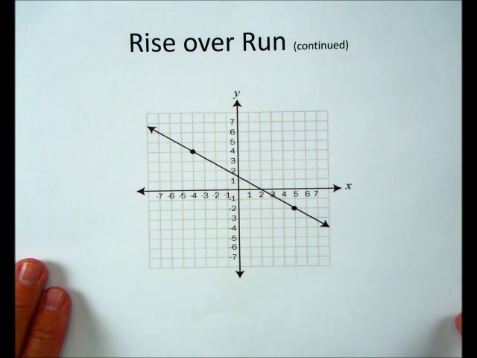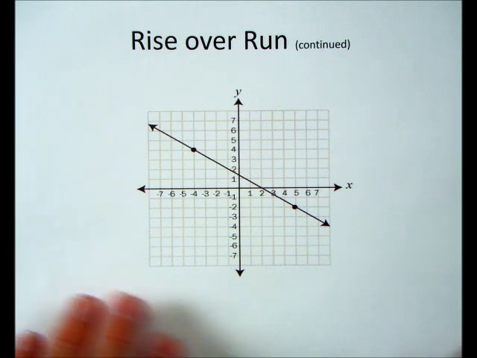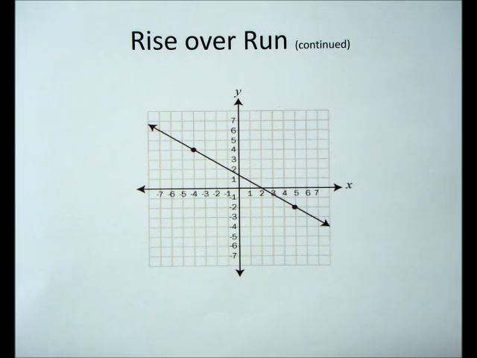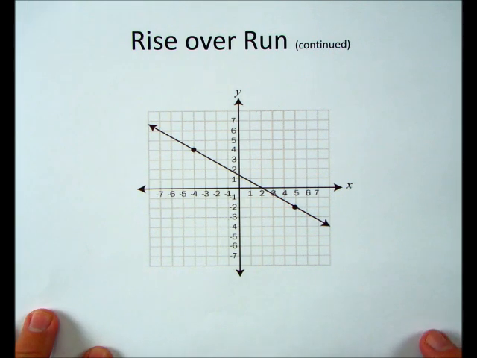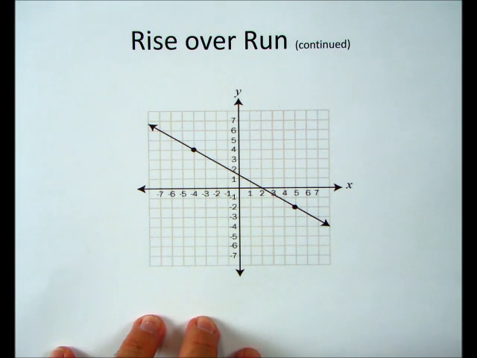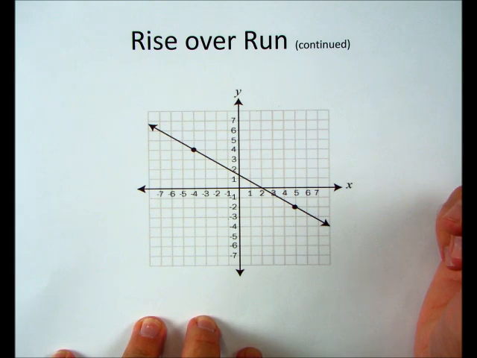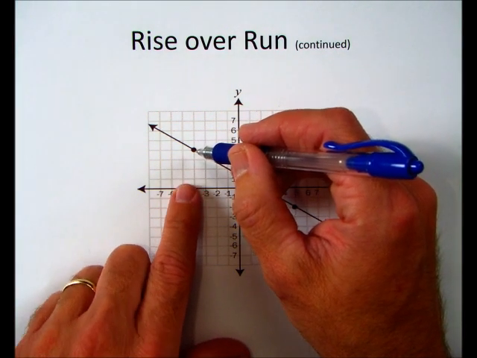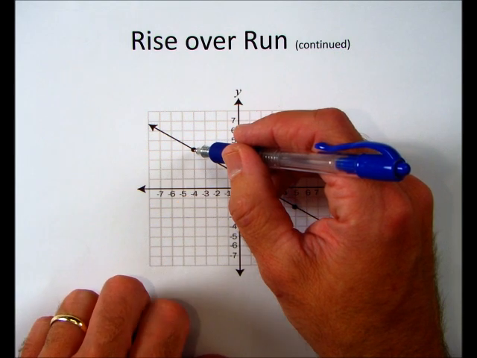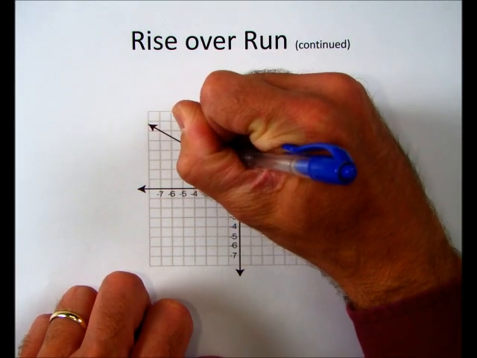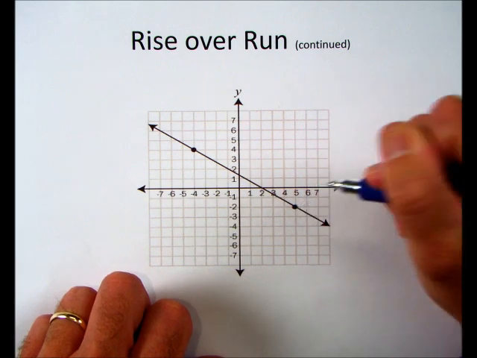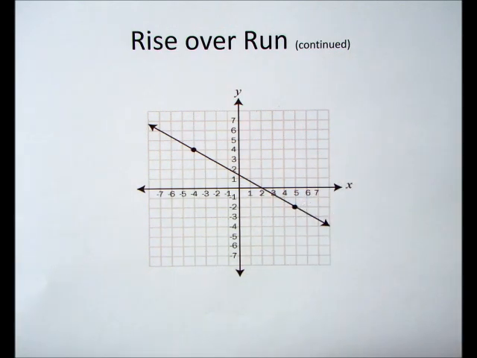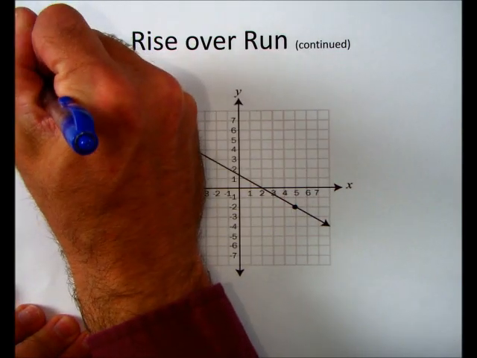So we've got a couple of points here. First, let's take a look at, going always from left to right, what the slope would be to get from this point to this point. Okay, so remember, rise over run.